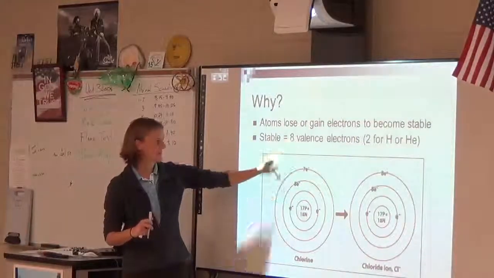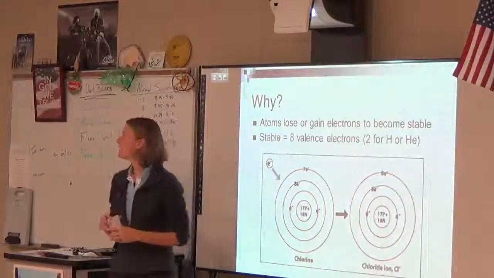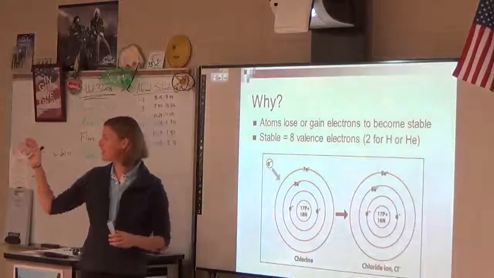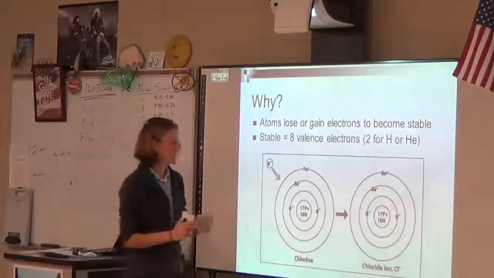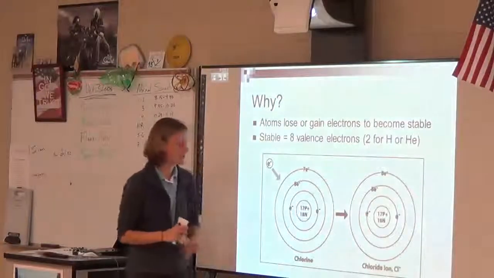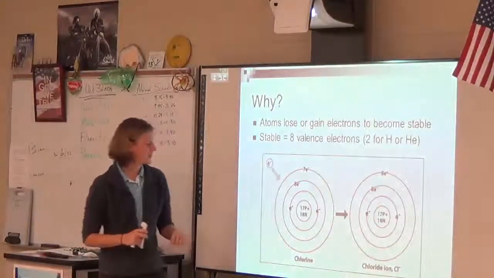So 8, again, is sort of our magic number, except if we're talking about the really small elements. Hydrogen, helium, even lithium or beryllium would want to lose to end up with just that little set of 2. So 2 is okay for the smallest elements, but sets of 8 sort of makes things stable.